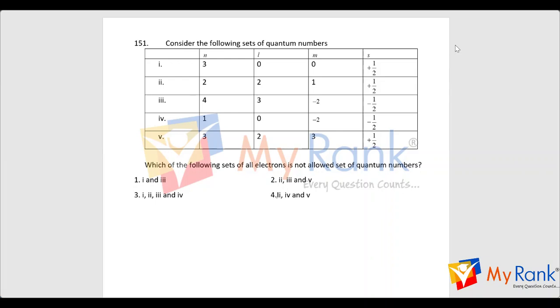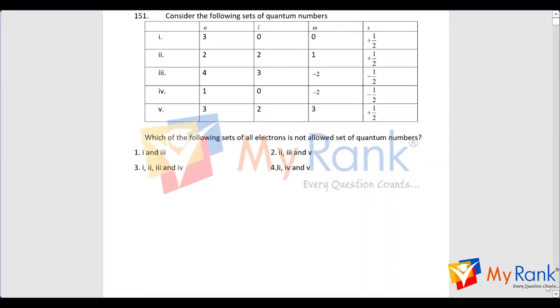Now, question number 151. Consider the following sets of quantum numbers. Here, the four sets of quantum numbers are given. Which of the following sets of quantum numbers is not allowed, that is, which of the following sets does not exist?